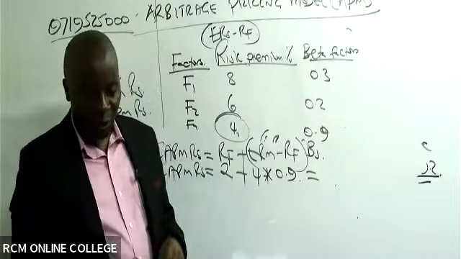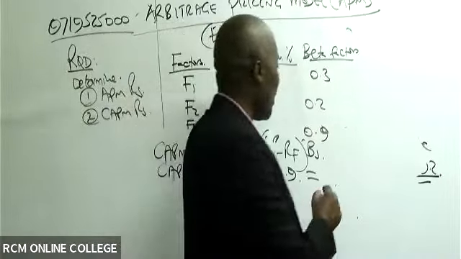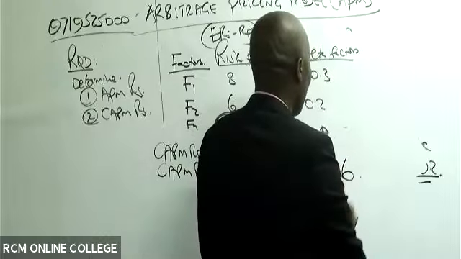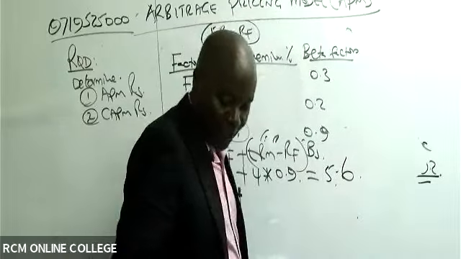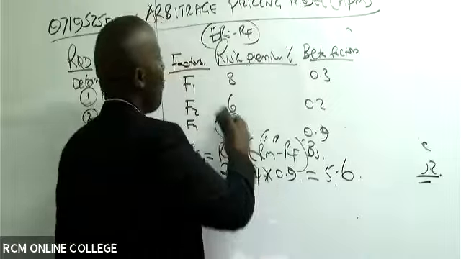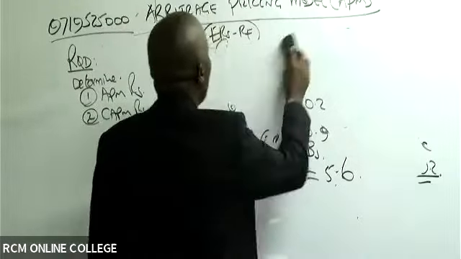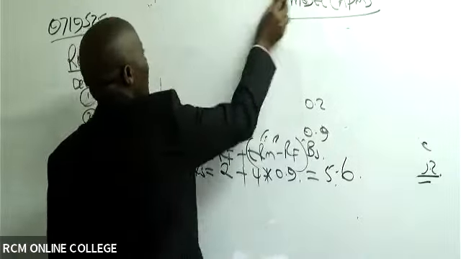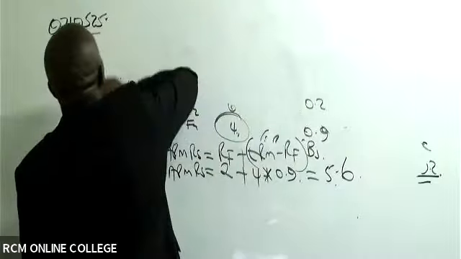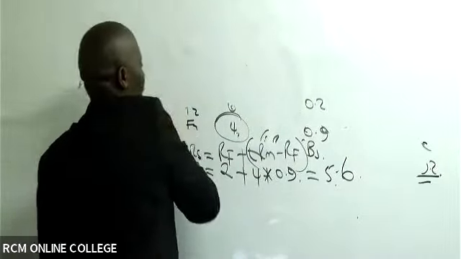Ruth anasema ni 5 point what here? Ruth anasema hii mwalimu ni 5.6. Mwalimu ni 5.6. Thank you very much.